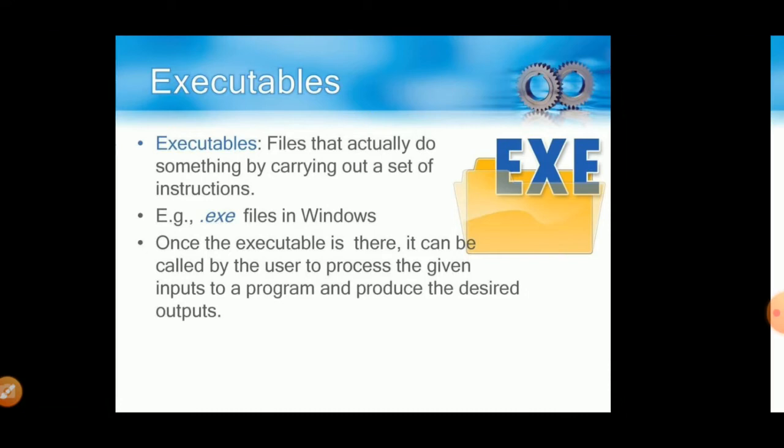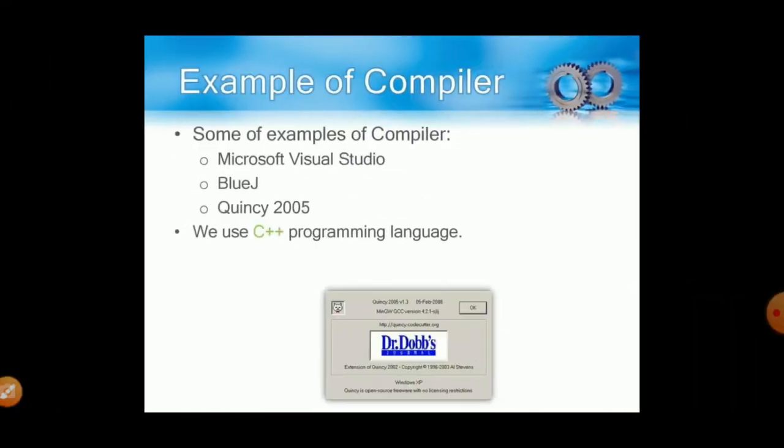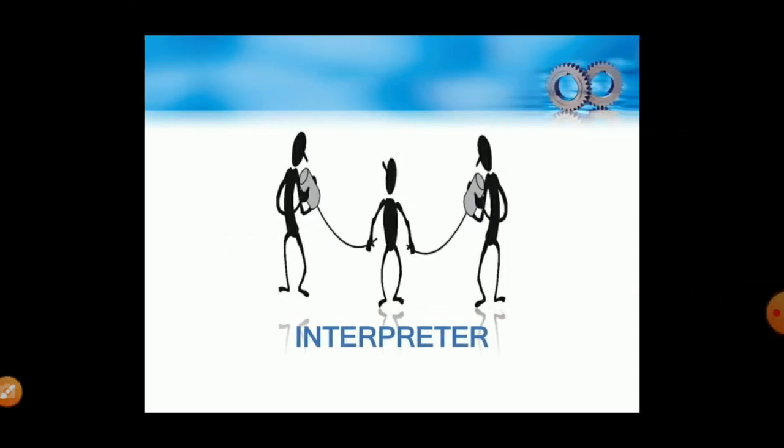So let's come to the next point. Compiler example: you can see there are some examples of compilers given, such as Microsoft, BlueJ and Quincy 2005. Each language which has a setup or software for programming has an inbuilt compiler. When you install JDK, you have an inbuilt Java compiler inside it. When you install C, you have an inbuilt compiler inside it.